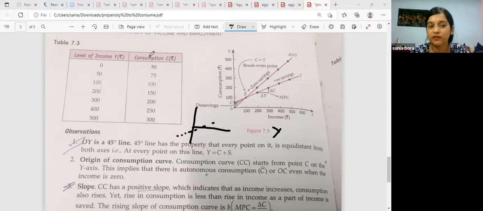Let me know once you are done with this table. Just draw these two things. The rest is your homework: this one and your graph. This is your homework. Okay. Let me know once you are done. Like these two things.